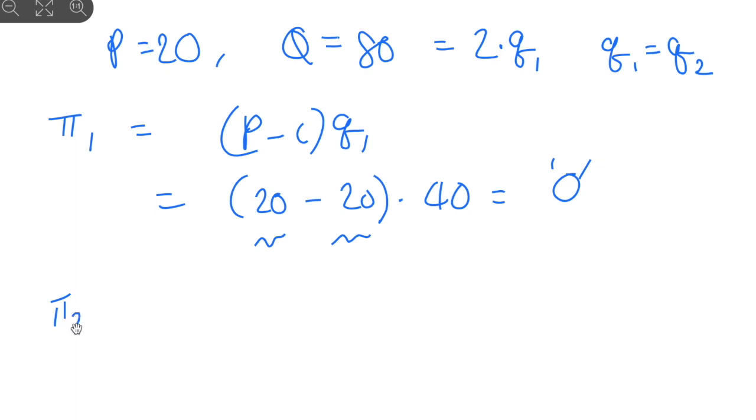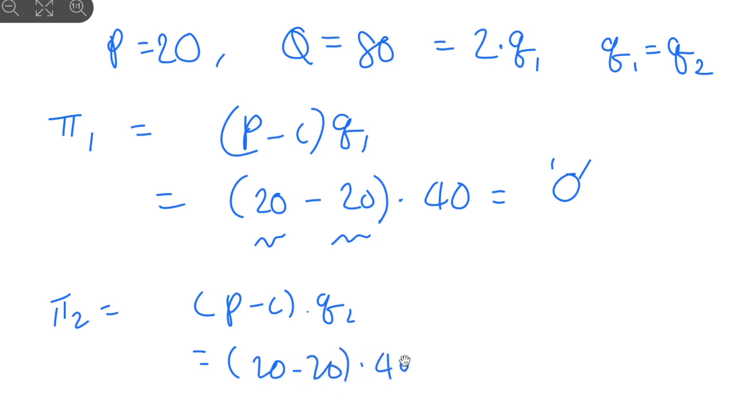What about farm 2? We have the same situation, P minus C times Q2. What is P? 20, C 20, Q2 40. So like farm 1, we get 0 profit for farm 2. So for the profit, we have 0 plus 0 becomes 0. What about consumer surplus?